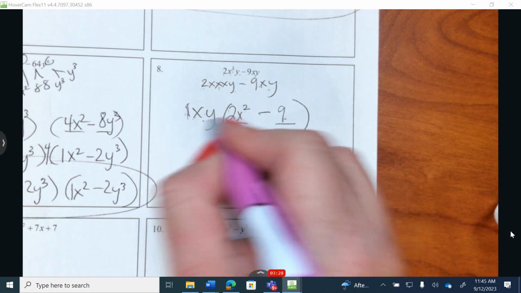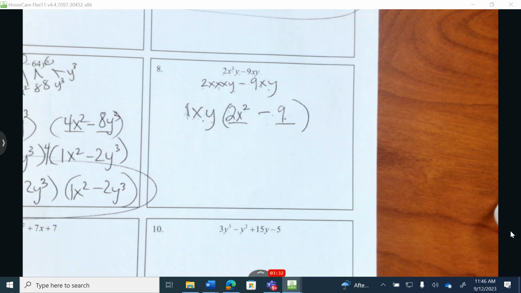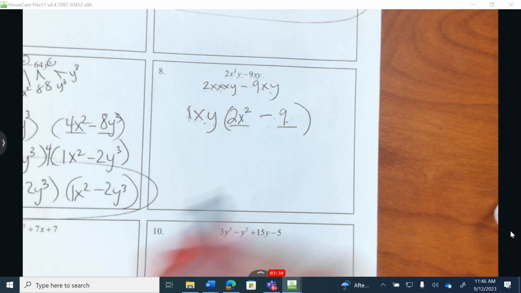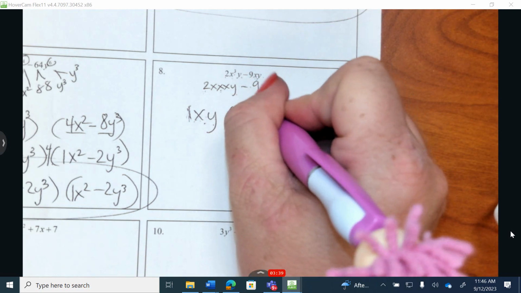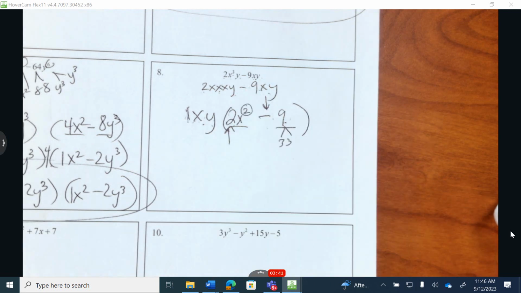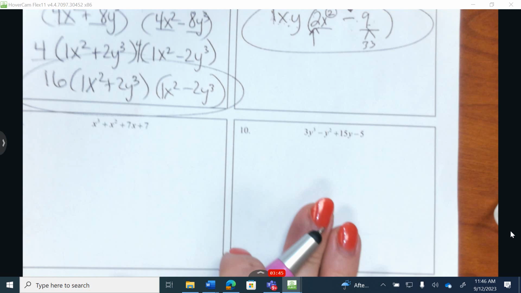1 times 9 is 9. I have the subtraction sign. I need an x and a y, and I already have it. Can I go further? Yes, this breaks into 3 and 3. Yes, this is divisible by 2. Yes, I have subtraction. 2 is not a perfect square. This is as far as I can go.